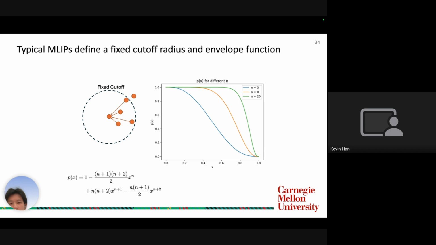So typically this is the standard setup. We define a fixed cutoff, let's say 6 angstroms or 5 angstroms, and then we multiply the incoming messages with the weights of the polynomial envelope. Typically, this leads to a really nice smooth energy surface, shown in the bottom right corner. This is a TensorNet model trained on the MatPES r2SCAN dataset.